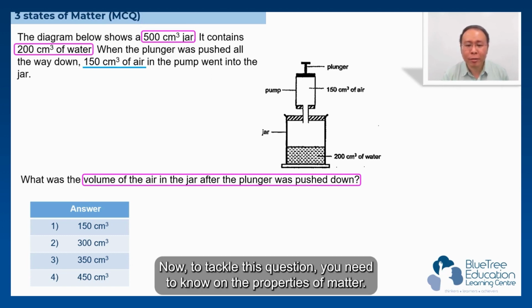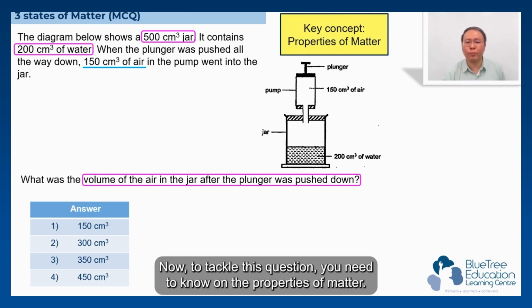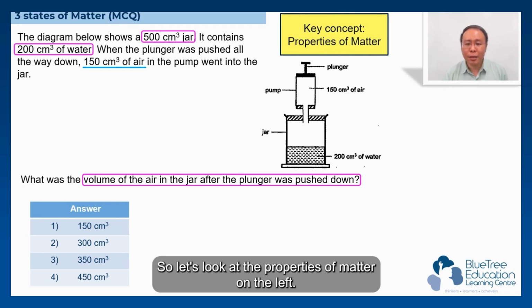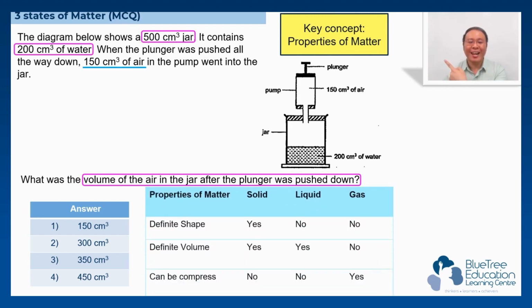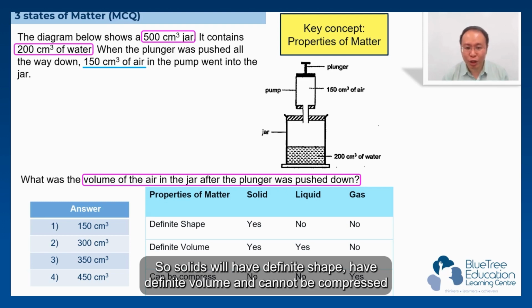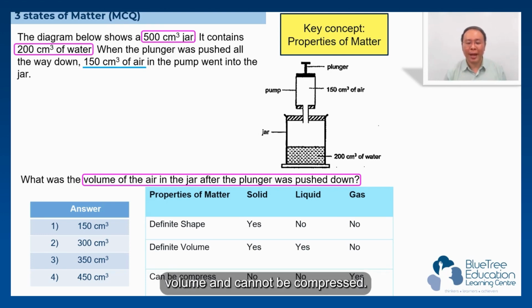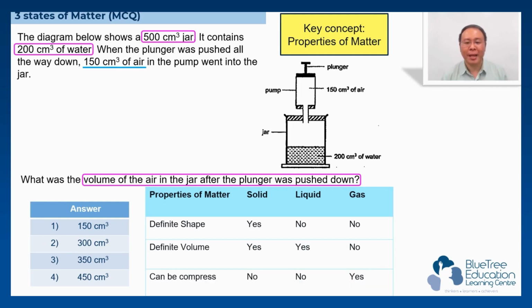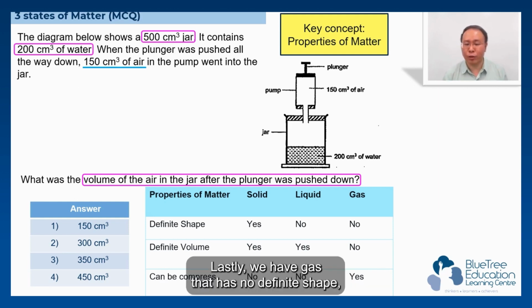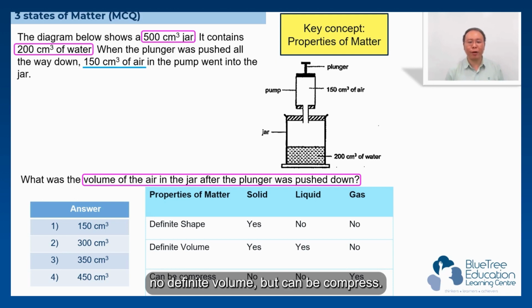Okay, now to tackle this question, you need to know on the properties of matter. So let's look at the properties of matter on the left. Alright, so solids will have definite shape, have definite volume, and cannot be compressed. While liquid have no definite shape, have definite volume, and cannot be compressed. Lastly, we have gas that has no definite shape, no definite volume, but can be compressed.